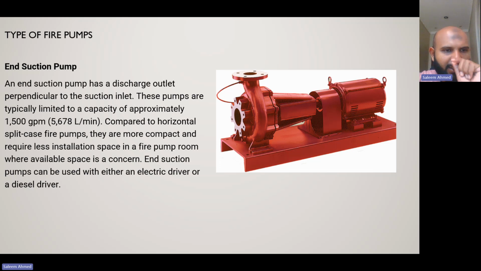Compared to the horizontal split case, this is more compact and needs less installation space in the fire pump room. And also the capacity can go up to 1500 GPM. This end section pump can be used with either an electrical drive or a diesel engine drive.